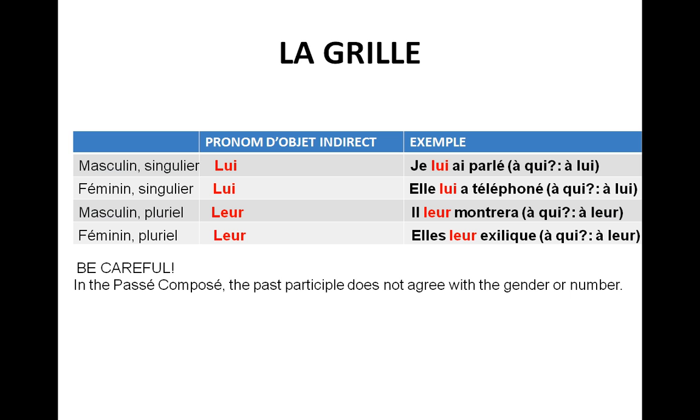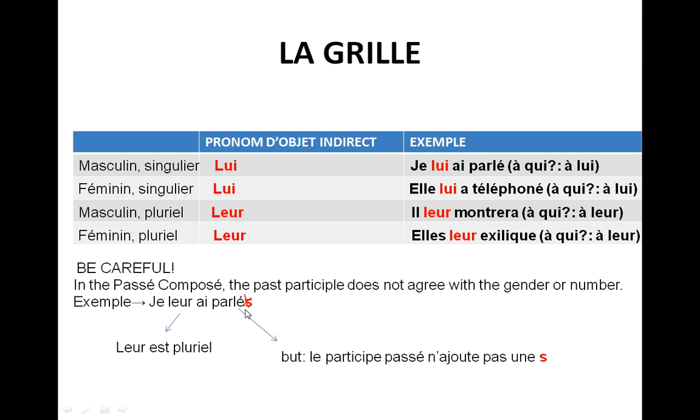So I wanted to stress the fact that in the passé composé, like you can see also in the example, elle lui a téléphoné, the past participle does not agree with the gender or number. What does that mean? If I give you the example, je leur ai parlé, what do you see here? Leur, right here, it's plural, right?